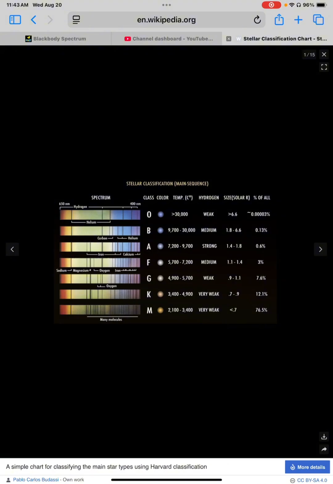And if we check the class M stars, these have a surface temperature of 2000 to 3000 degrees Celsius. They are small, less than 0.7 times the radius of the sun. They are the most abundant. They have many molecules, as they show here, in their composition, and they live about 56 billion years. Okay, so these live for a long time. And these are red stars. They have the color there as well.